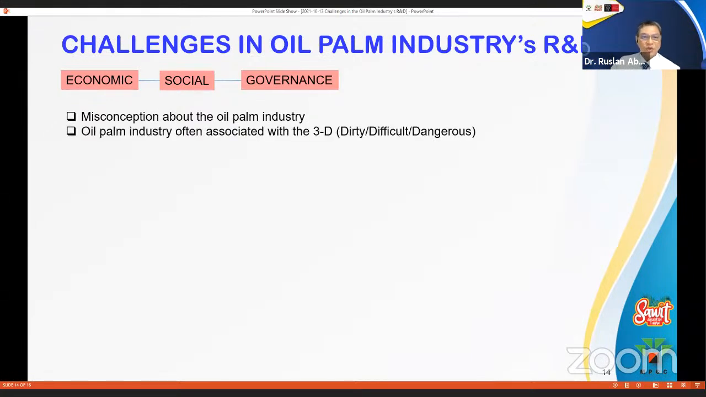The oil palm industry is often associated with the 3D. What are the 3D? Dirty, difficult, and dangerous. So when we talk about working in the oil palm industry, they will always associate it with working in the estates, which are normally dirty, dangerous, and difficult. So you sweat a lot, you deal with all kinds of dirty stuff and things like that. So these are the misconceptions that we have to address.